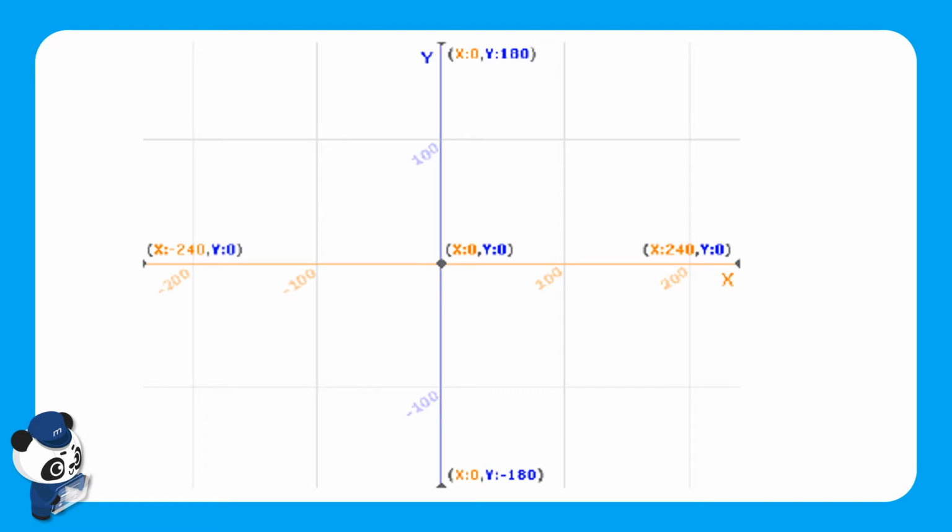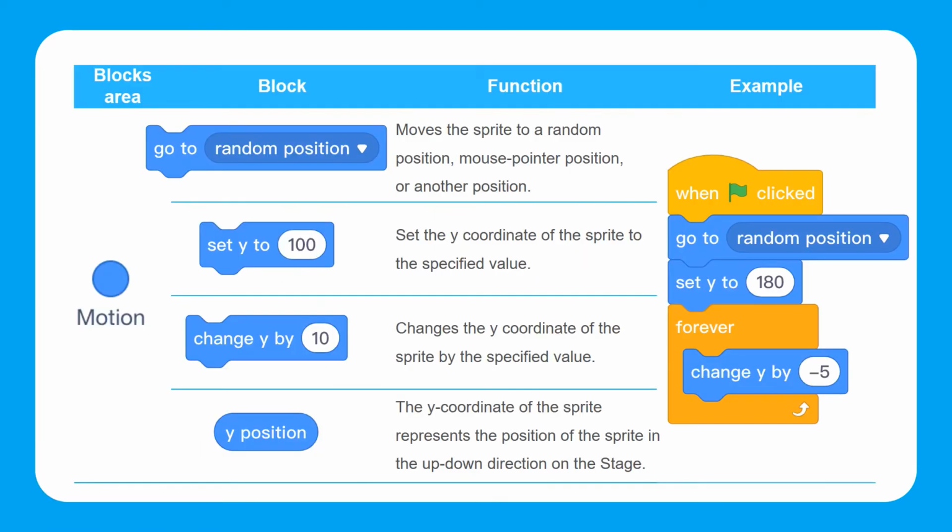For this program, it shall be set that when the height of the coconut is less than minus 170, it shall be placed back at the highest position, which is y equal to positive 180, for it to start to fall again. In order to allow for the coconuts to move, the motion icon in the block area has multiple blocks with numerous functions, such as the go to random position block.